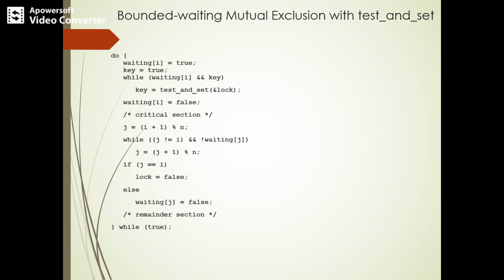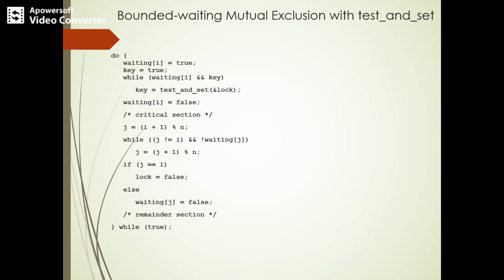That means the variable waiting of I can become false only if another process leaves the critical section. This happens because there is another process executing the critical section, and at that time process Pi has to wait. Then once the critical section process has completed, waiting of I will become false. So only one waiting of I is set to false. Therefore, we can say that the mutual exclusion principle is maintained.